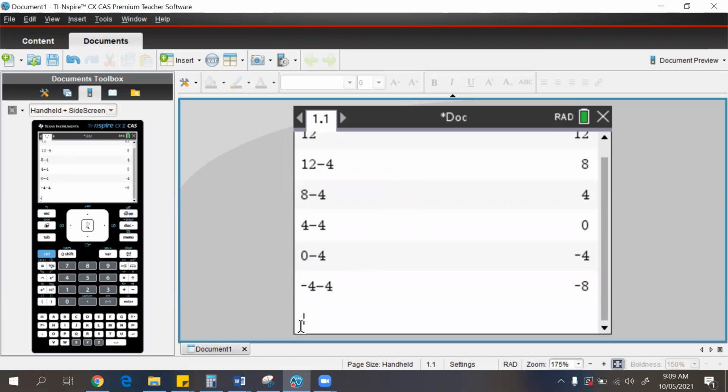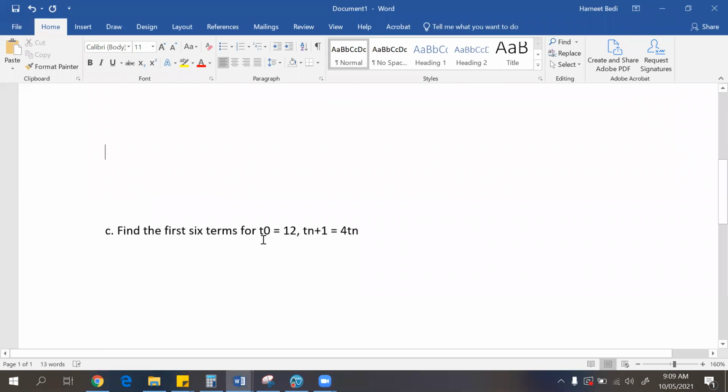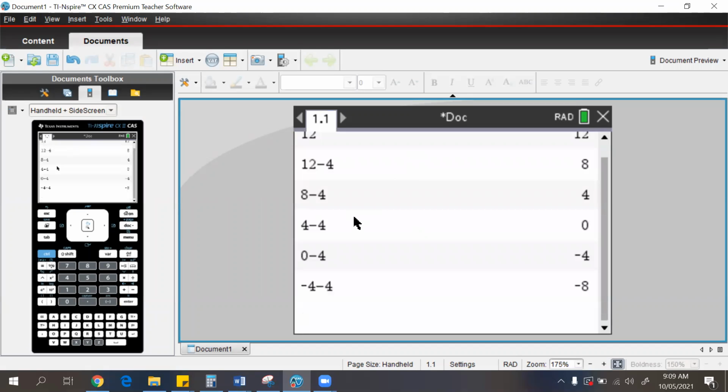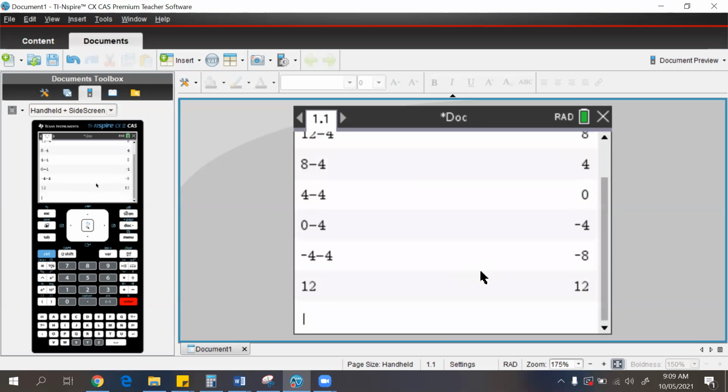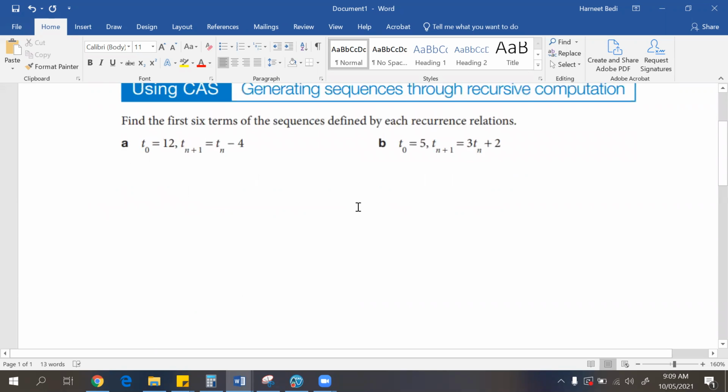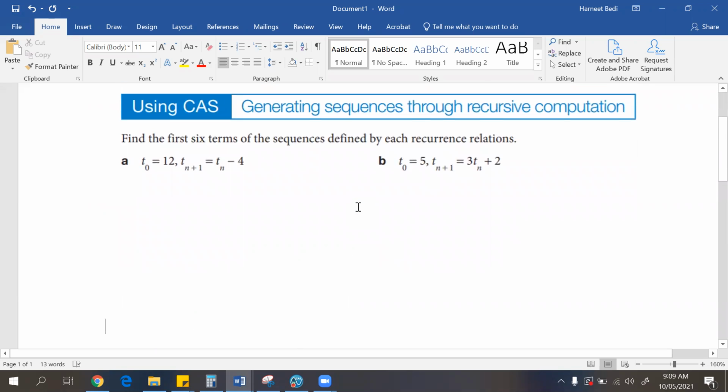Now, what if instead of take away 4, I'm multiplying it by 4? You follow the same thing. First term, enter, and you lock it. And then instead of taking away 4, you multiply it by 4. Enter, enter, enter, enter. So when we are adding or subtracting, it is an arithmetic sequence. When we are multiplying, it's a geometric sequence because it's using a multiplicative factor.